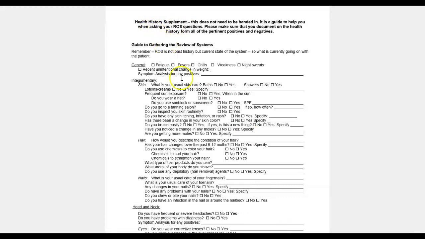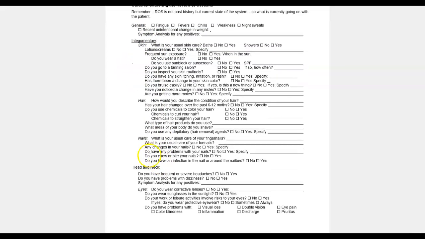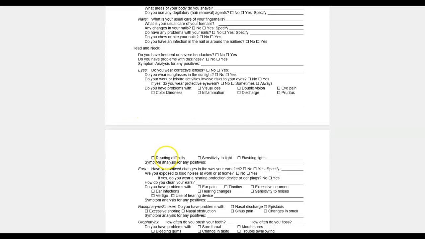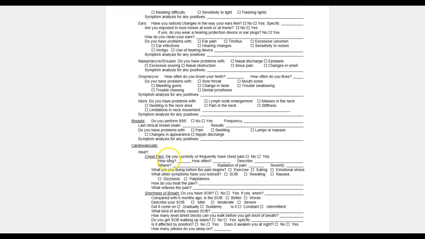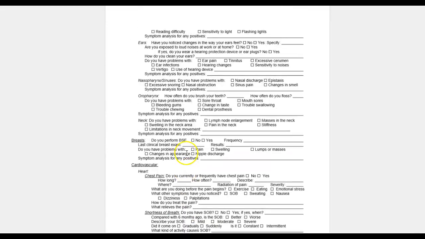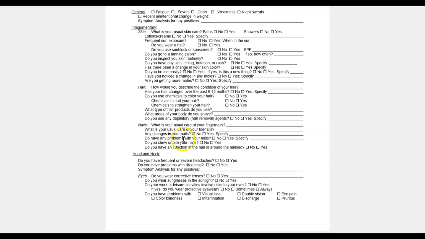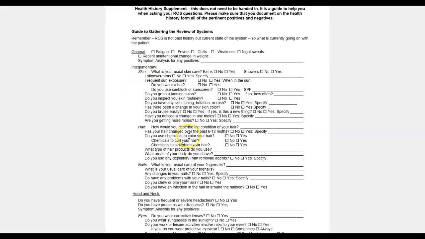If you look here, it has general, integument, skin, hair, nails, head and neck, ears, eyes, all of the things that you're going to do your health assessment on. So from the very beginning, you need to get a good review of systems, because you're not only going to use this for the health history, but you're also going to use this for every system that you do.